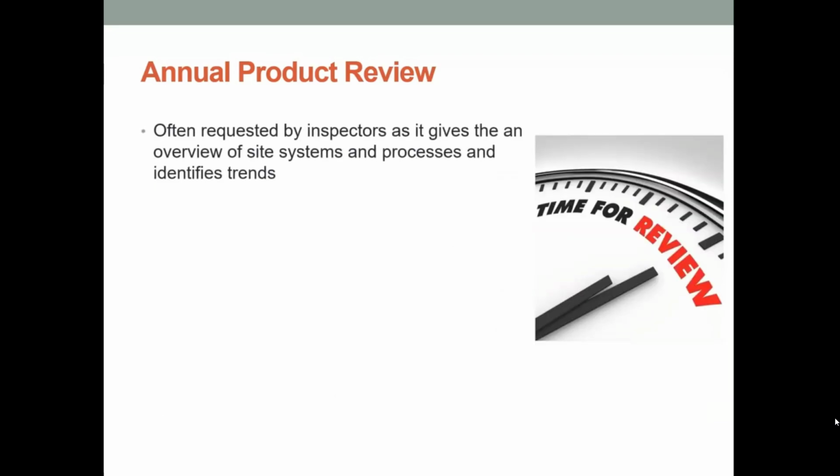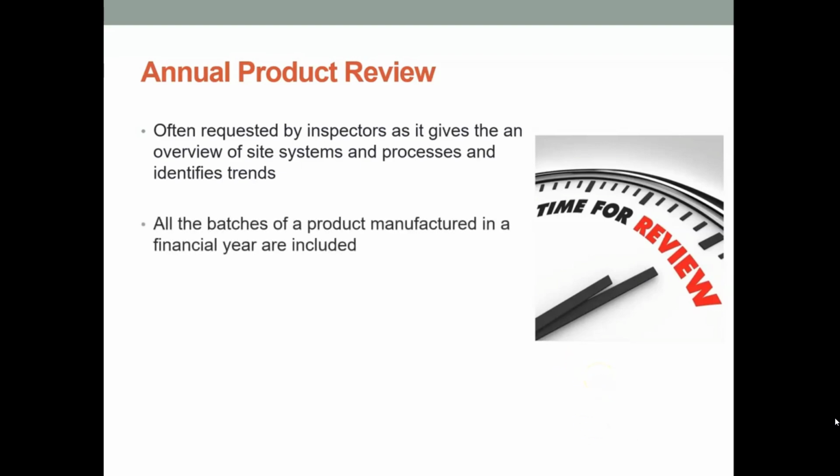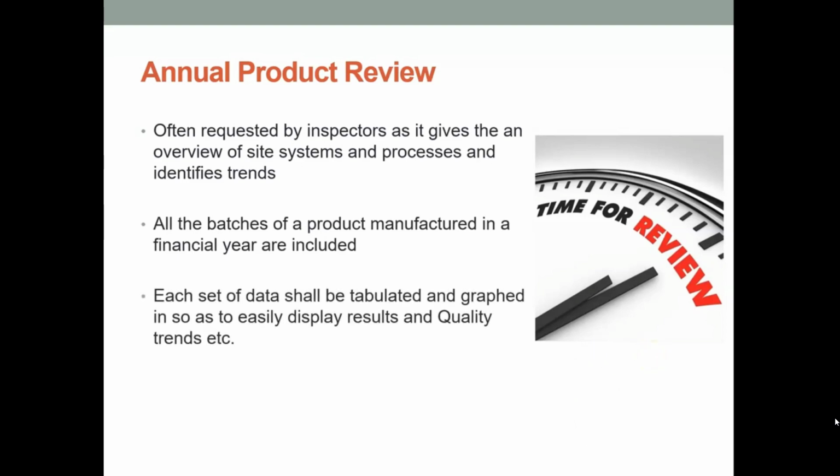The APR is often requested by inspectors. It gives an overview of the entire site systems and the processes, and it identifies any trends. All the batches of a product manufactured in the financial year are included. Each set of data has to be tabulated and graphed so it's easy to display the results, and it's very easy to see any trends that are occurring then. It's reviewed by the senior management team.